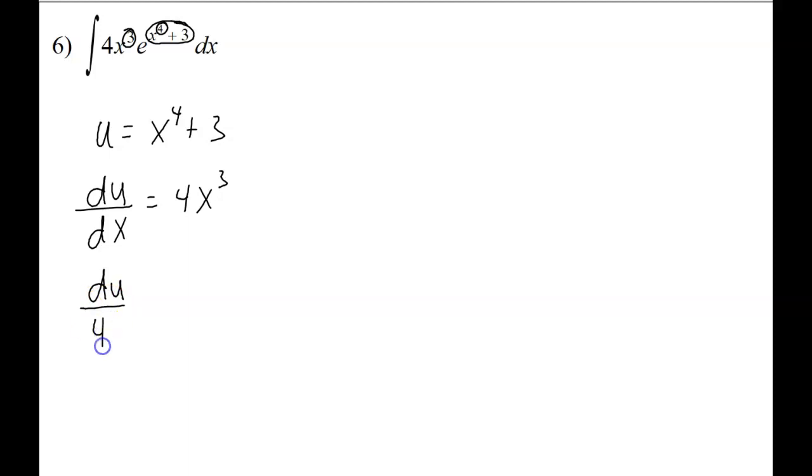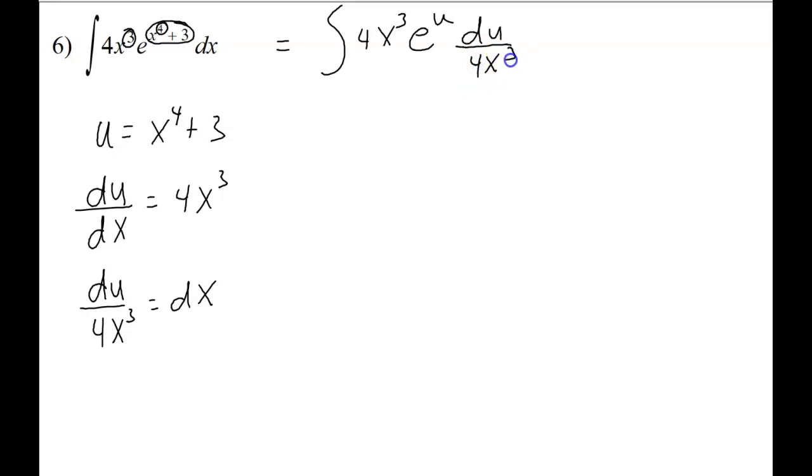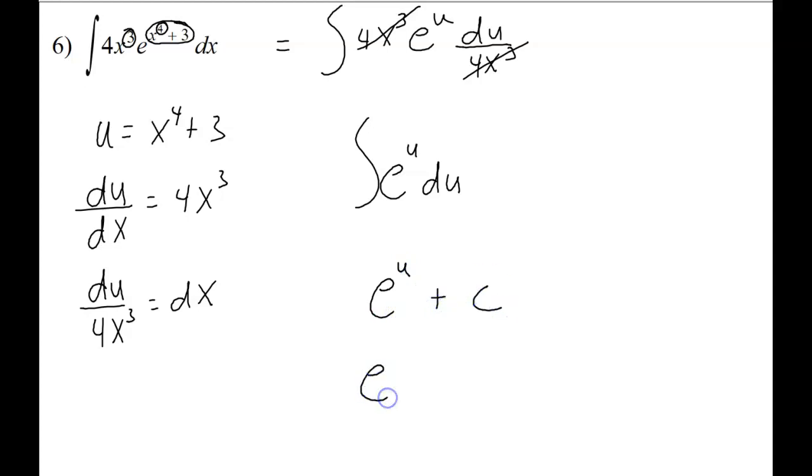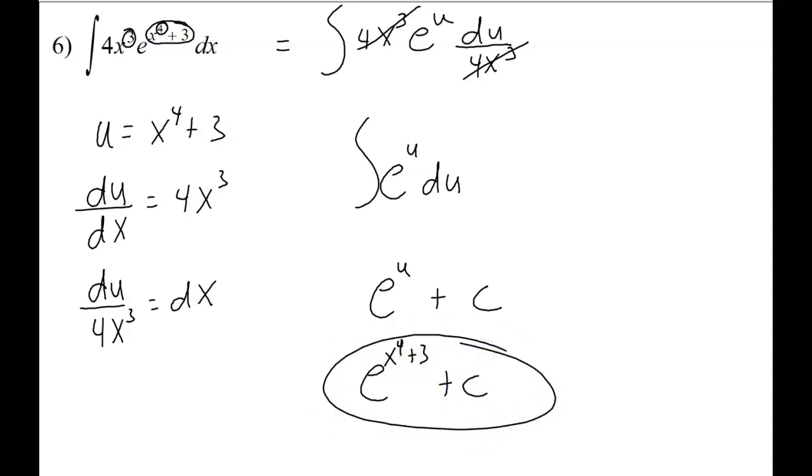Get that dx by itself, and let's commence with the u substitution. So we have 4x cubed, e to the u, and then du over 4x cubed, and these cancel. Now I've got this. The integral of an exponential function stays exactly the same, but we do want to replace that u with what it originally was. And so there's my final answer there.